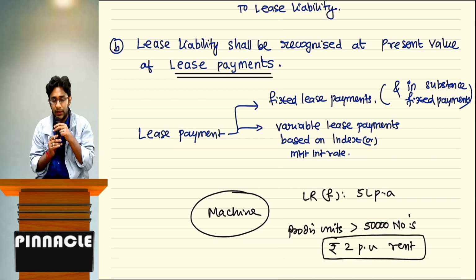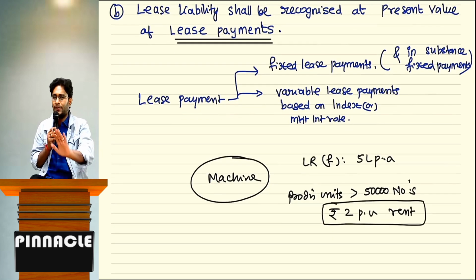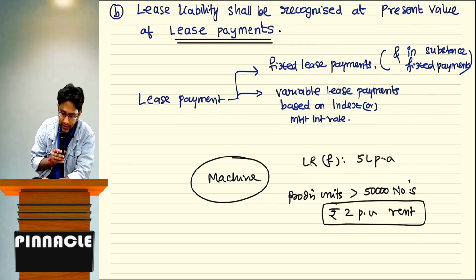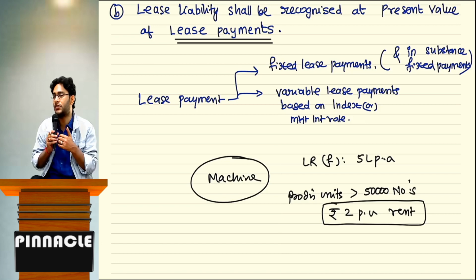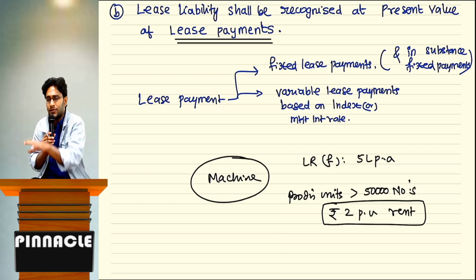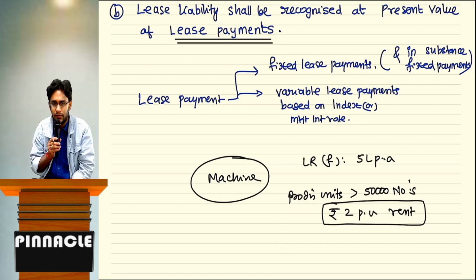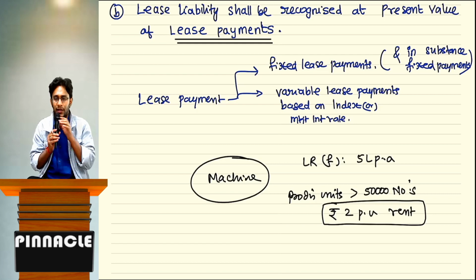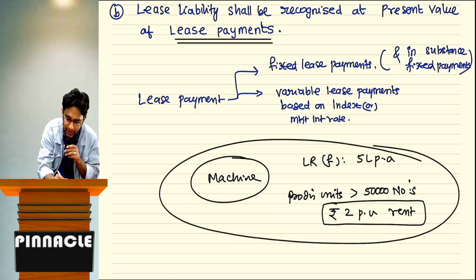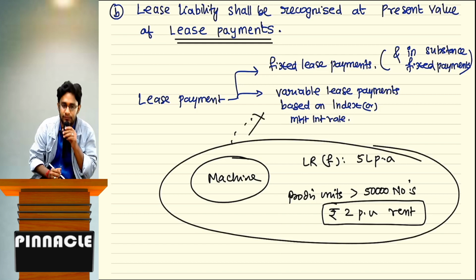You observe how many types of rents are there? 5 lakhs compulsorily I have to pay. But that's not it. There is something else I have to pay. What is that? Once I start manufacturing more than 50,000 units using this machine, for every excess unit I have to pay 2 rupees. This is also variable. Very clearly this is variable. This type is variable, but this type of variable rent is not to be included in this.